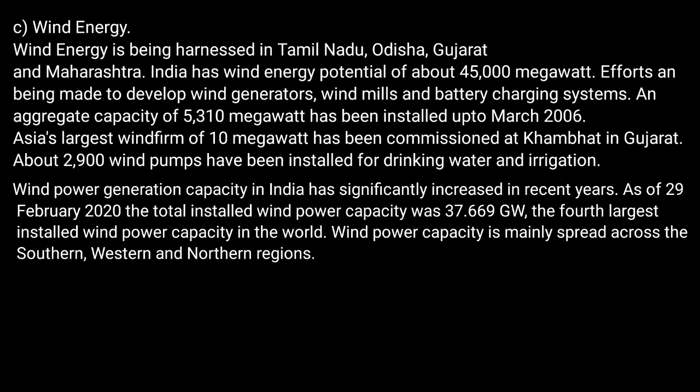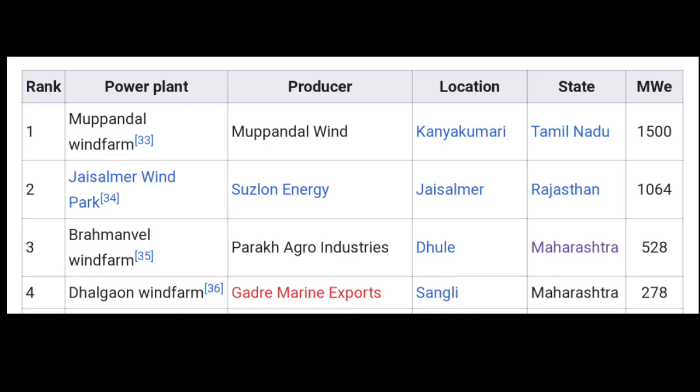Wind power generation capacity in India has significantly increased in recent years. As of 29 February 2020, the total installed wind power capacity was 37,000 megawatt, the fourth largest installed wind power capacity in the whole world. The wind power capacity is mainly spread across the southern, western and northern regions. So here is the list of the top 4 wind power plants present in our country, and the link of this picture is already given in the description, so you can also go through that link once.